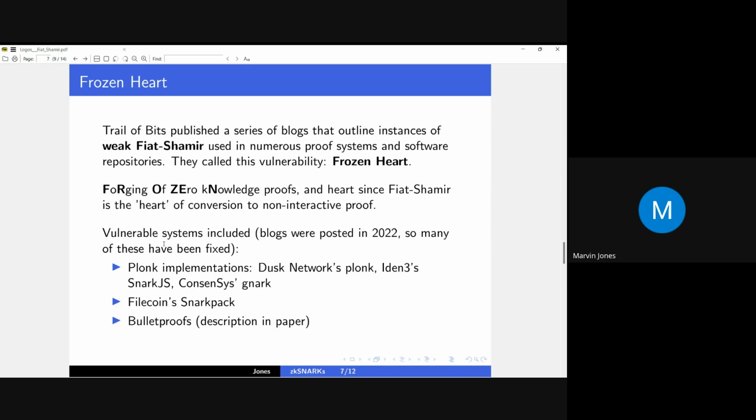OpenZeppelin also had a paper, I think last year, called The Last Challenge Attack, which is an attack on Plonk that basically assumes weak Fiat-Shamir is being used as well. So there's been a lot of interest in this. Any questions on the weak Fiat-Shamir side?